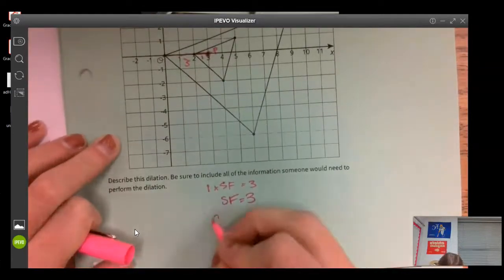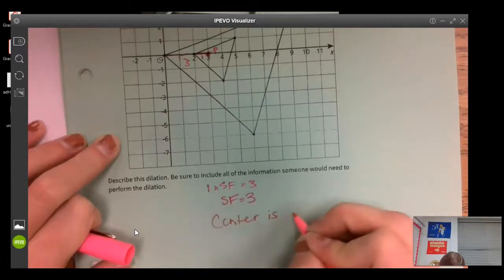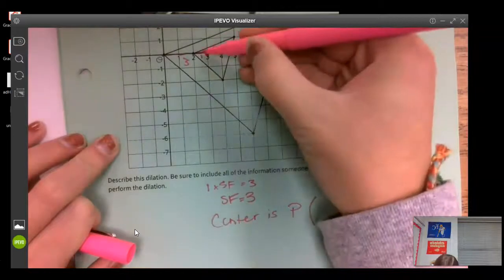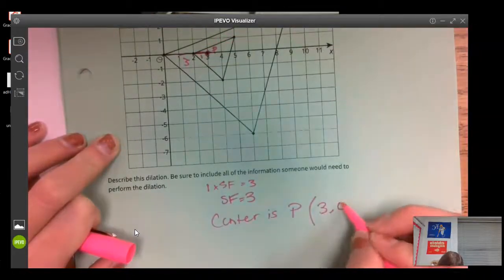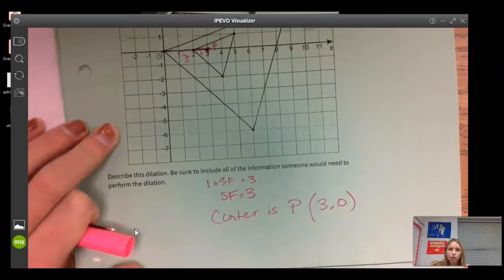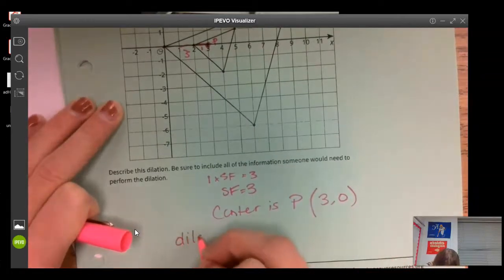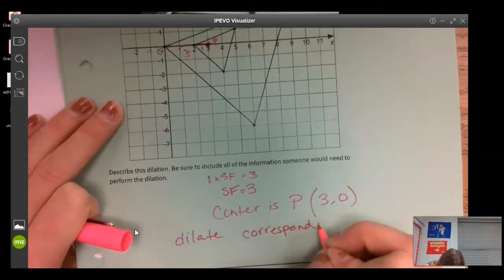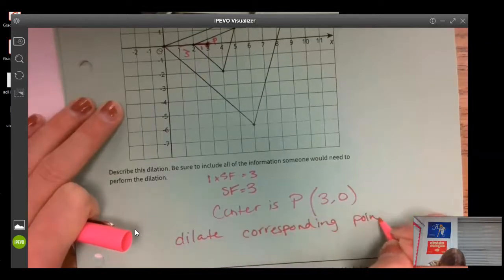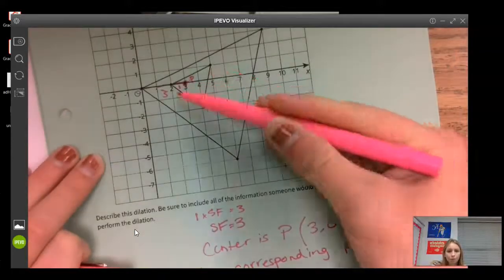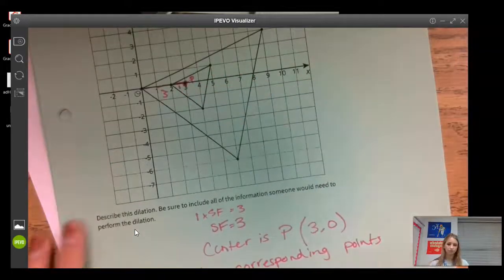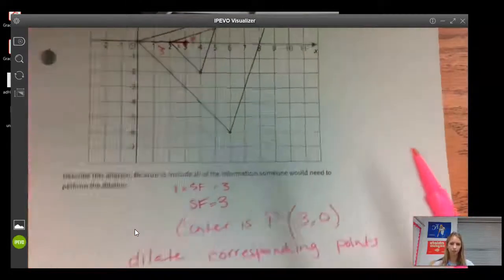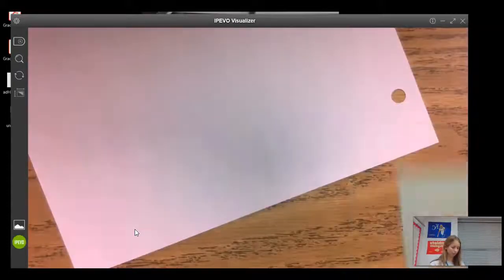Our center is P, and I can just list the points there. So that would be 3, 0. And then we would dilate corresponding points. If you want, you can label these and say dilate points A, B, C. It does not matter what you put there, as long as you have a scale factor, a center, and then describe what you're dilating.